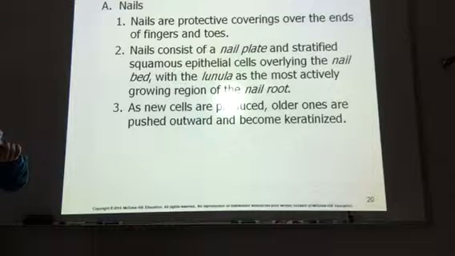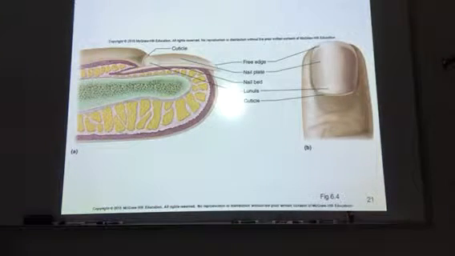And we know that those cells are dead because when we cut our fingernails, it does not hurt. Those are dead cells. If I were to rip my fingernail off, that would hurt, because then I'm getting to the root and I'm taking out living cells.